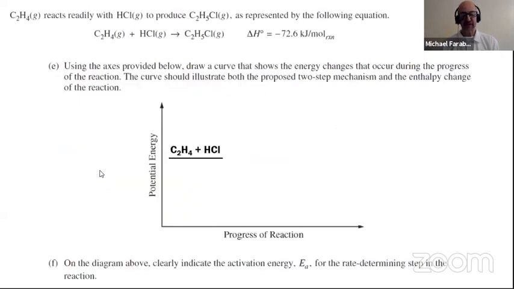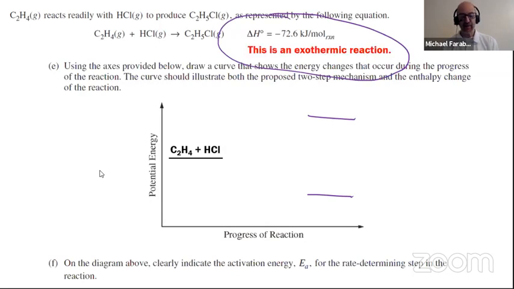Considering that the reaction is going to have reactants and products, the reactants are C2H4 and HCl. Now, where should we draw the potential energy for the products? Should we draw it up here or should we draw it down here? It depends on whether the reaction is exothermic or endothermic. So we are given that there is a negative delta H. That means that it's an exothermic reaction. So we should focus on the products being at a lower energy level than where we started.